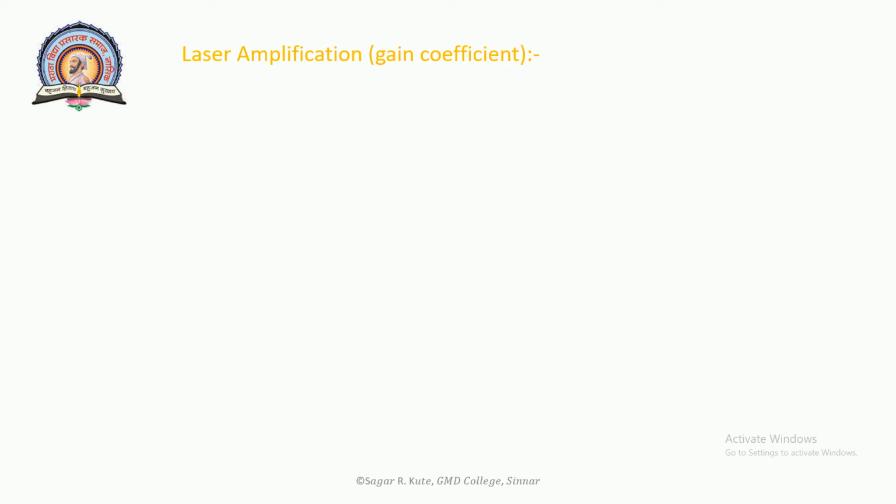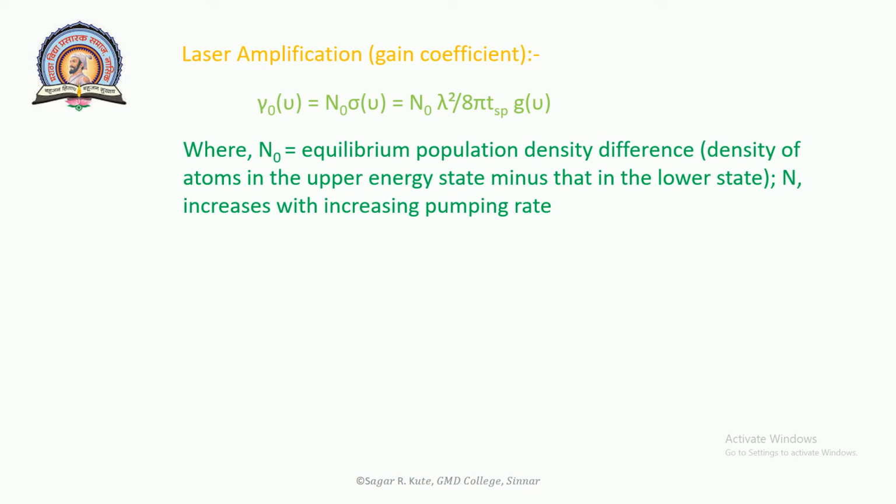When the photon flux density psi is small, the gain coefficient is gamma 0 of nu is equal to N0 sigma of nu, which is equal to N0 lambda square upon 8 pi, times 1 upon the spontaneous lifetime, into g of nu, where N0 is the equilibrium population density difference. The density of atoms in the upper energy state minus the lower state N increases with increasing pumping rate.